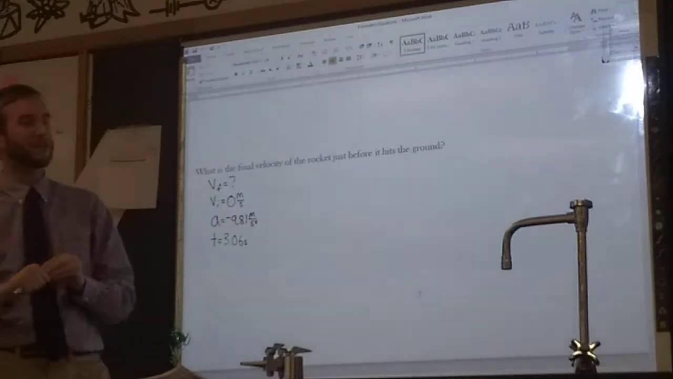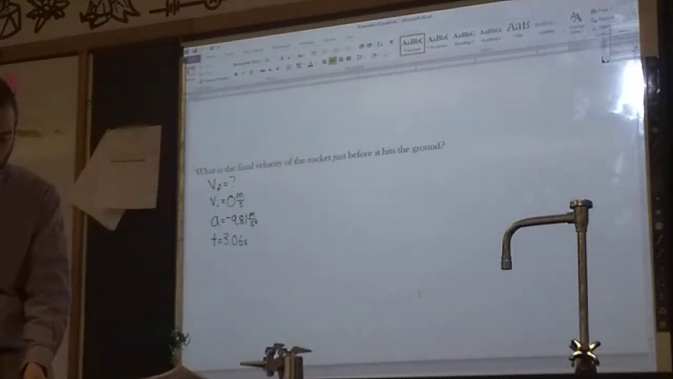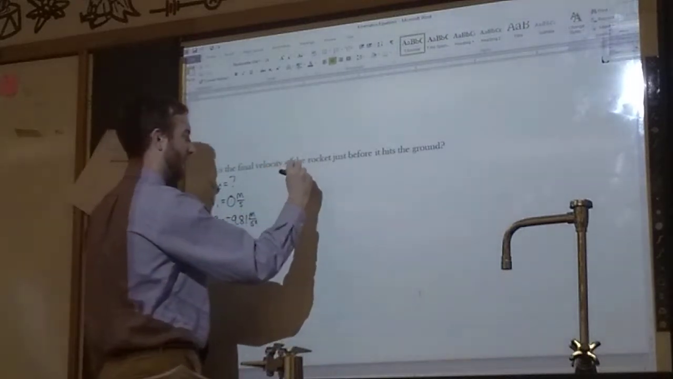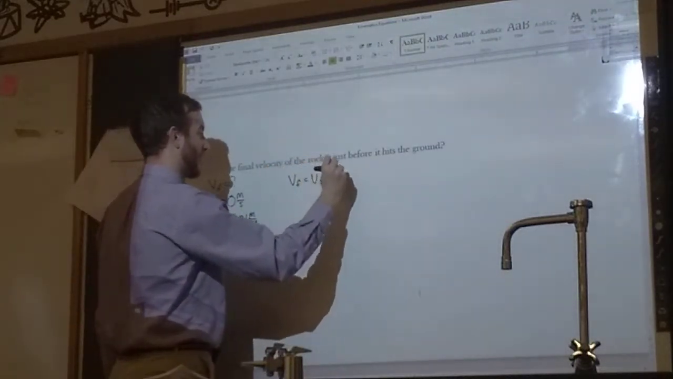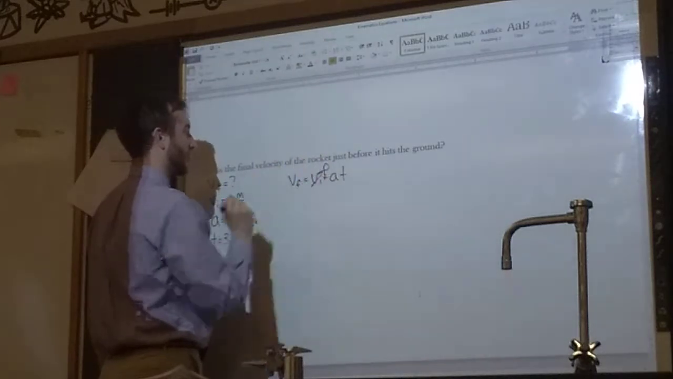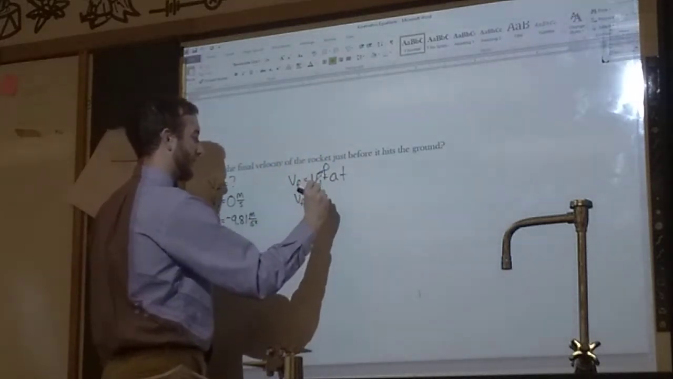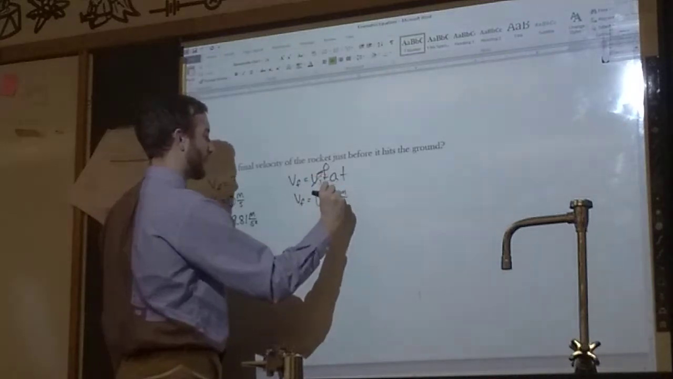Let's see if we can plug this in and figure out what our final velocity should be. It looks like I could probably use the first kinematic equation. So let's do that. VF equals VI plus AT. My initial speed is 0. VF is what I'm looking for. A, remember, is negative 9.81 meters per second squared.